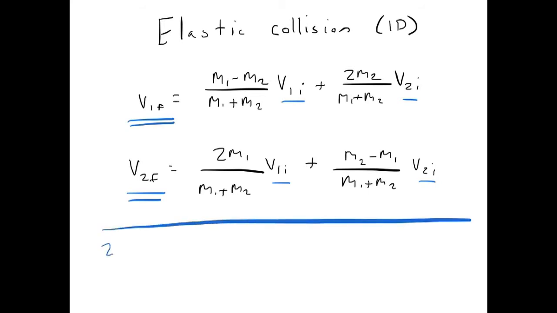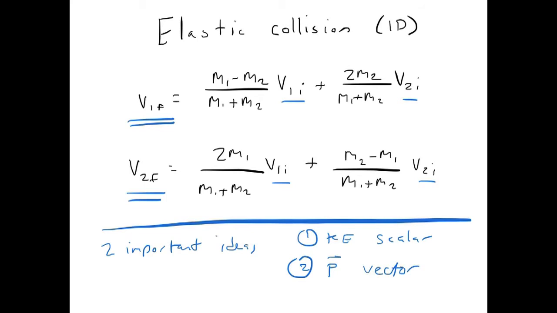Two important ideas to make sure that we are aware of. We've got kinetic energy is a scalar, so it's just a number, and momentum is a vector. So when we're dealing with momentum, it's very important to keep sign. Direction here matters a lot.